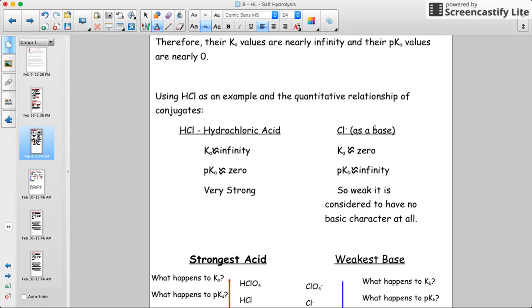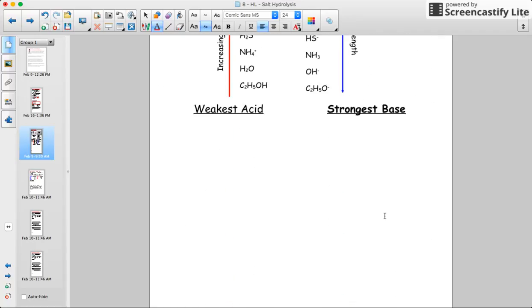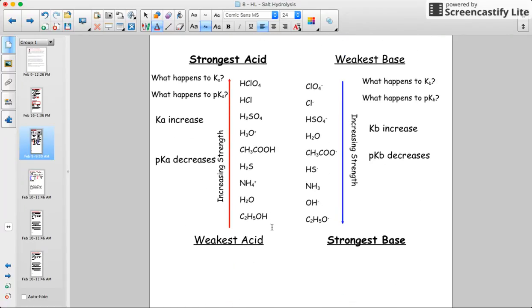Its conjugate base, based on the relationship, therefore, this should say B, its Kb value would be almost zero, and its pKb value would be almost infinity. So it would be so weak that it would essentially have no basic character whatsoever, and it would be entirely neutral. So the overall relationship to come away with is that as an acid becomes stronger, its conjugate base will be weaker. So the weaker the acid, the stronger its conjugate base, and vice versa.